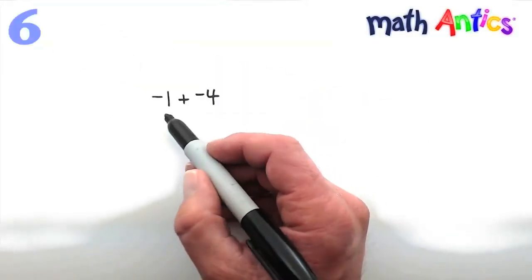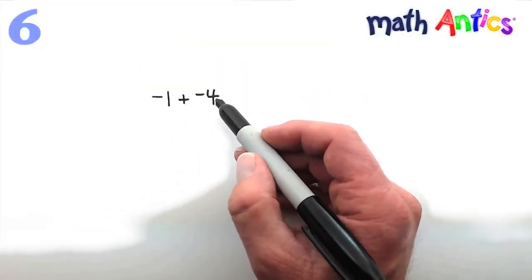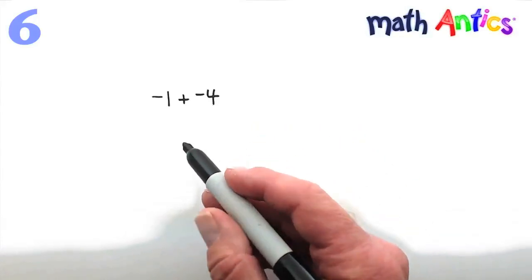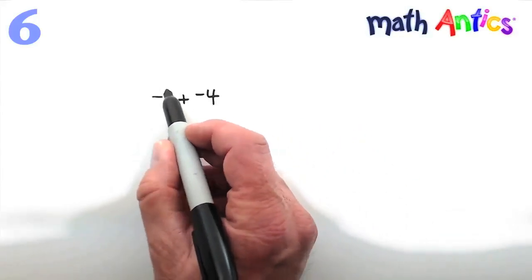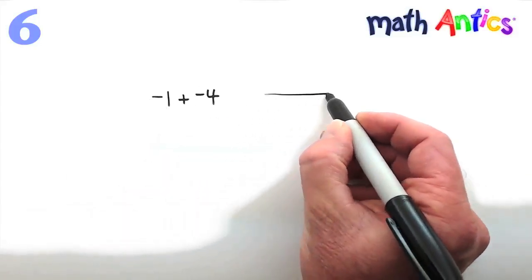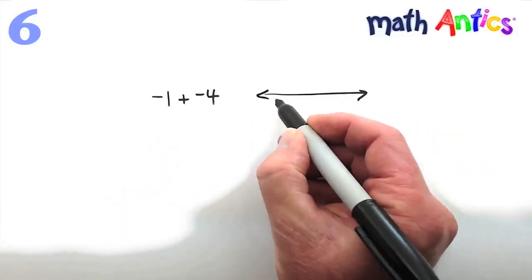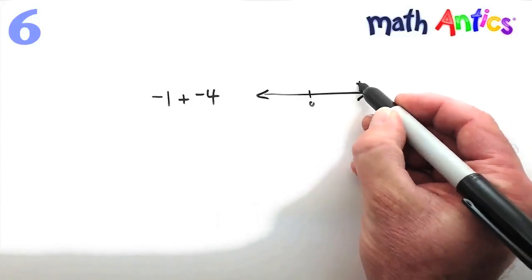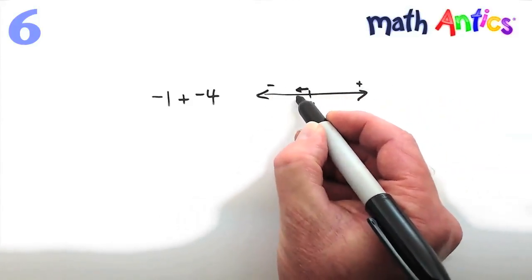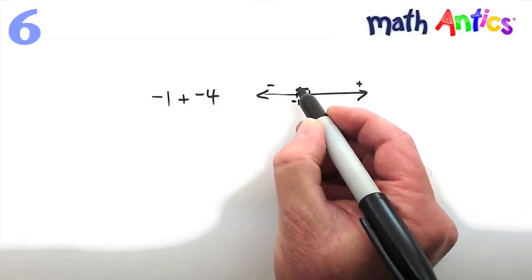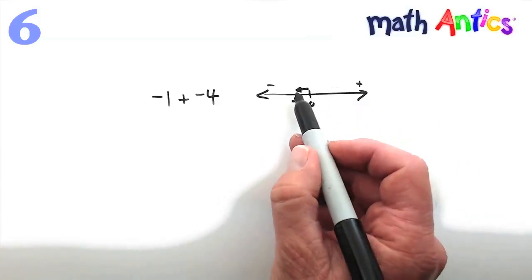And now we have negative 1 plus negative 4. Okay, let's start by asking, what are we starting with? You can see here it's a negative 1. That's what we're starting with. So let's get out a number line so we can visualize this problem. 0, the positive side, the negative side, and we're starting with just a little bit of a negative, negative 1. We'll put it right about there. Small arrow to show that's where we're starting.